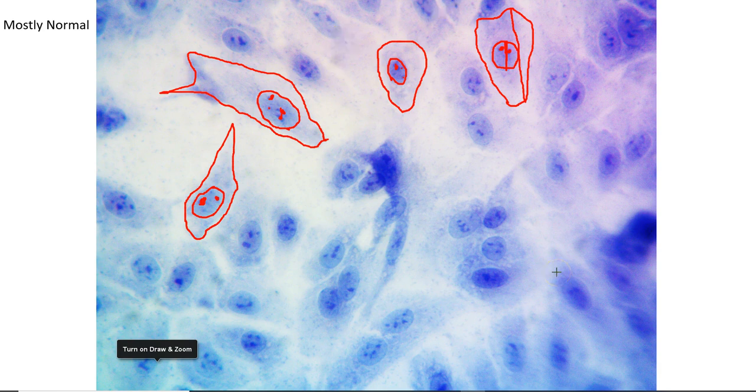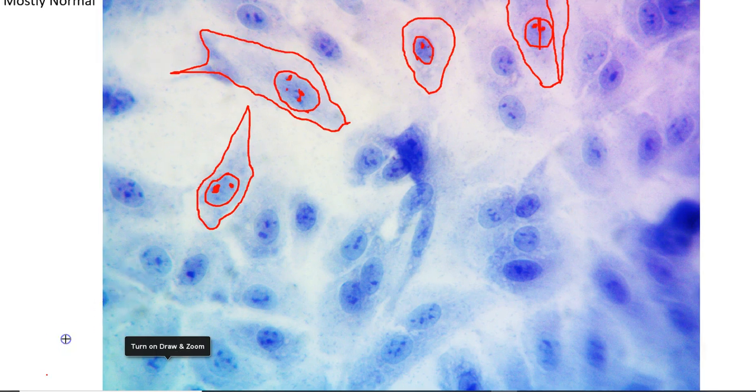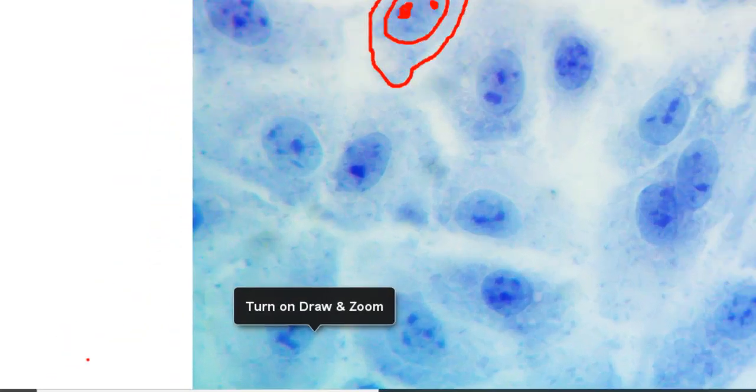Next, we are going to look at another example. I don't need a zoom, one second.